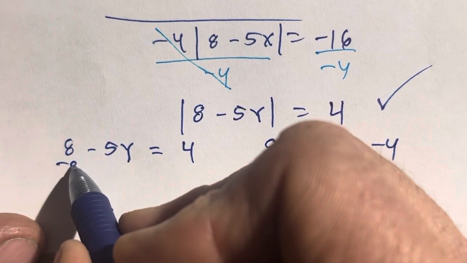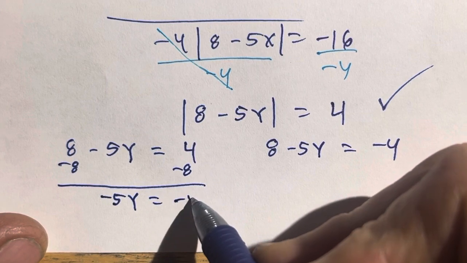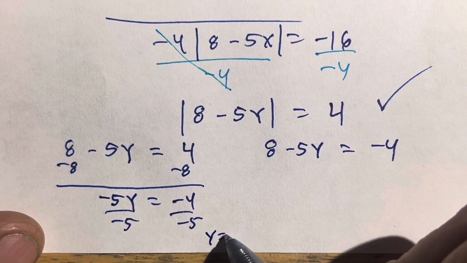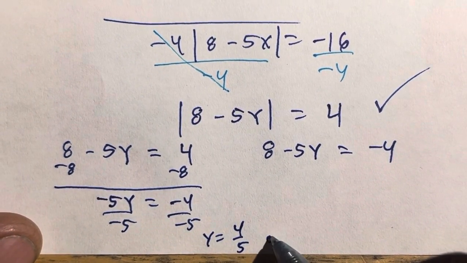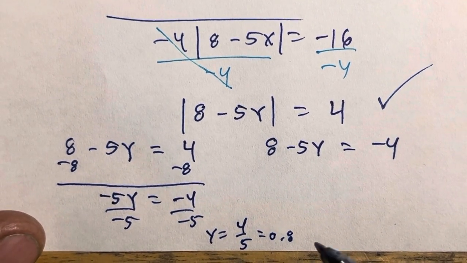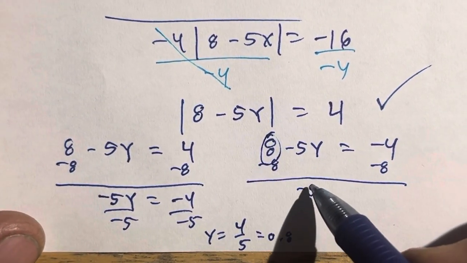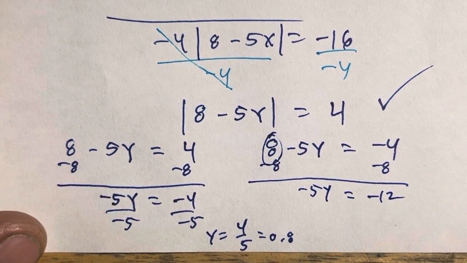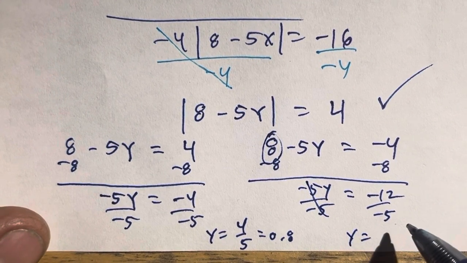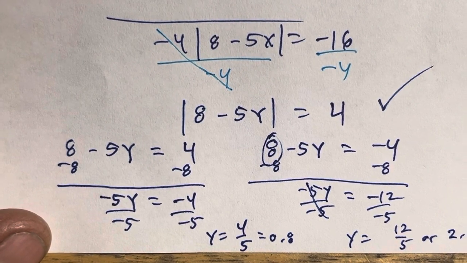So as I solve this one, minus 8 on both sides, negative 5y equals negative 4. Then I divide by negative 5. And that's going to be 4/5, or 0.8. Right here, I'm going to subtract 8 on both sides. That'll go away. Now negative 5y equals negative 12. Then I divide by negative 5. And that's going to be 12 over 5, or that would be 2.4.